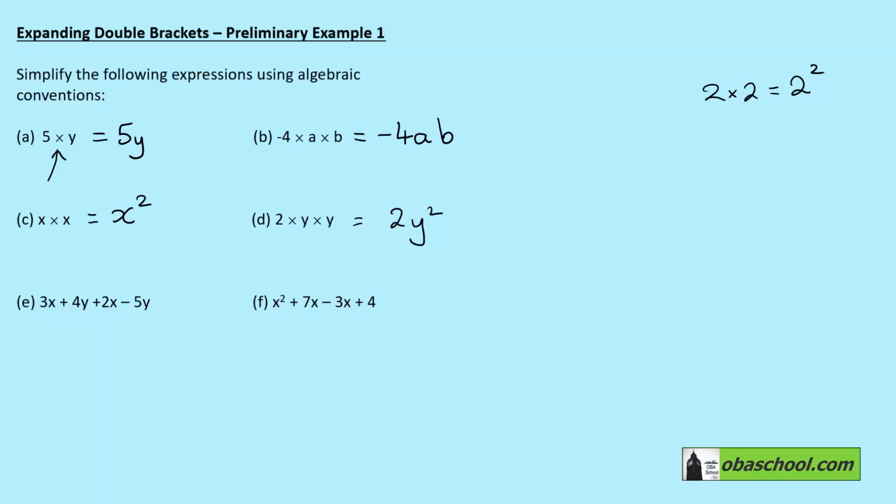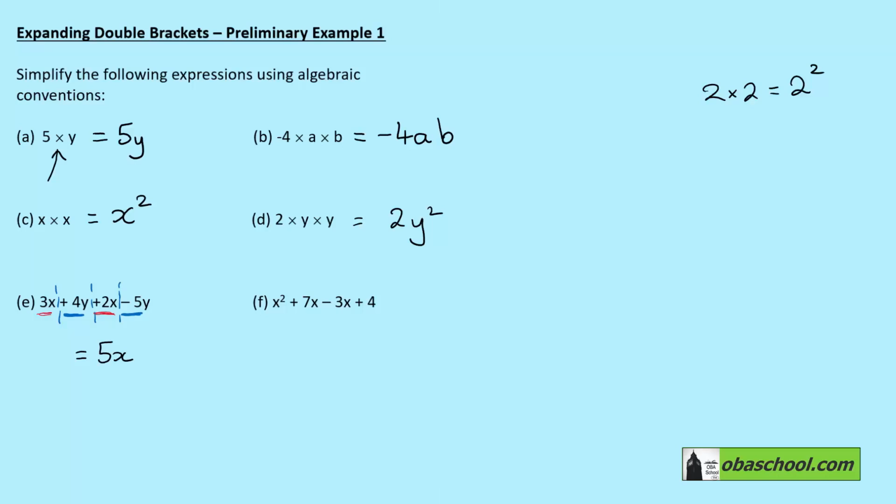Now here we have some like terms. We can see that we have x's and we have y's. And the sign in front always belongs to something. So when we look at collecting the x's, that's 3x add 2x. 3x add 2x is 5x.